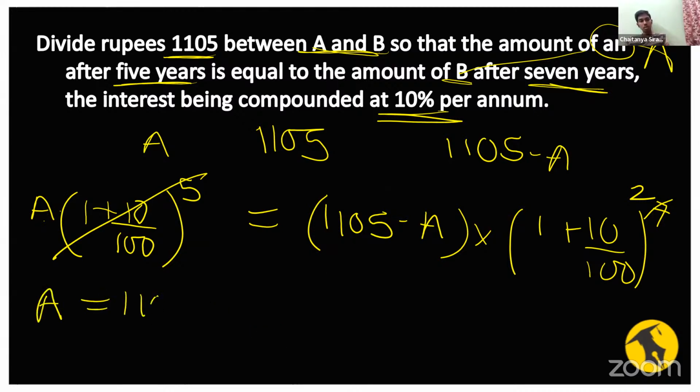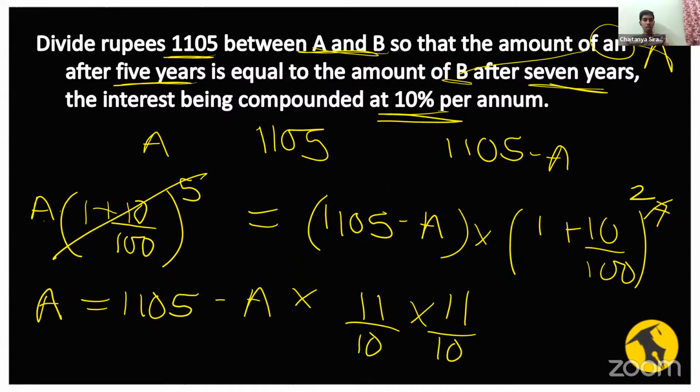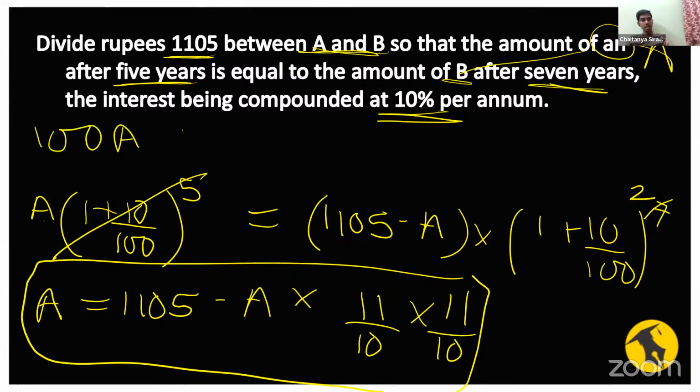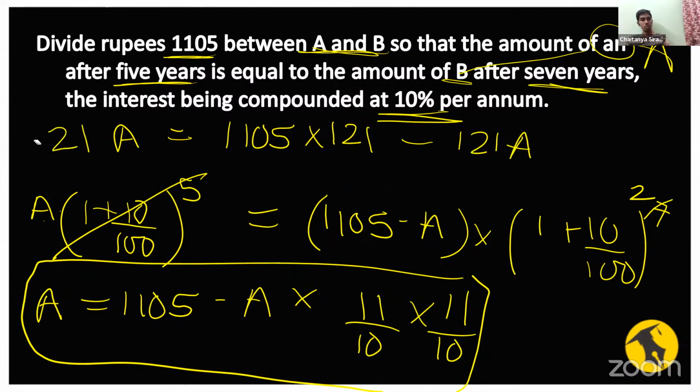A equal to 1105 minus A into this will be how much? Not 6 by 5. This will be 11 by 10 into 11 by 10. Alright, you can solve this equation. I'll do it quickly since we are running low on time. It will be 100A equals 1105 into 121 minus 121A. If I transpose this, I'll get how much here? 221.